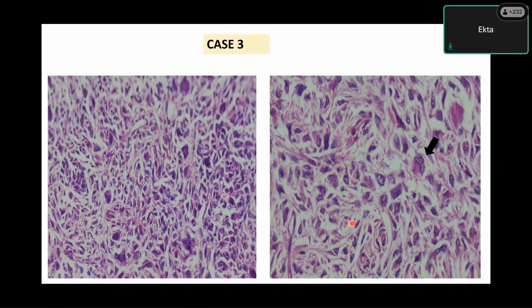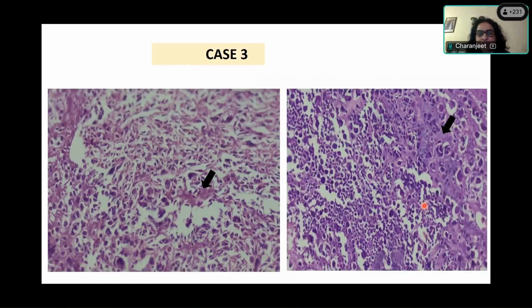With prominent nucleoli at places, and moderate to abundant eosinophilic cytoplasm. So there is pleomorphism, the cells are varying in shapes and sizes. Nuclei also look high grade, and tumor giant cells are there. Anything else in these pictures, both these pictures which I have pointed with black? What else are you seeing?